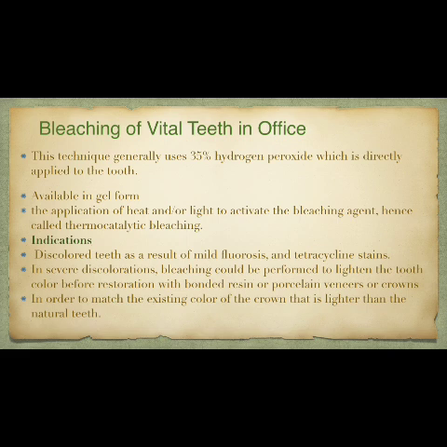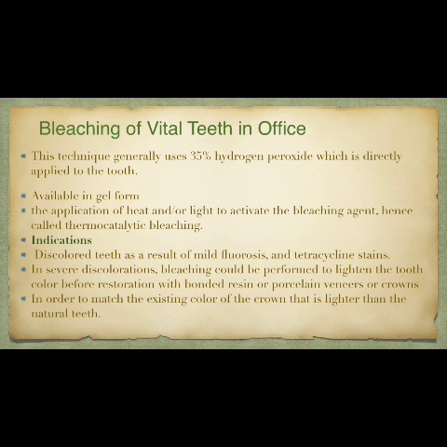Then comes bleaching of vital teeth in office. It is one type of extracoronal bleaching. This technique generally uses 35% hydrogen peroxide, which is directly applied to the teeth. Available in gel form, either heat or light is applied to activate the bleaching agent. Hence it is called thermocatalytic bleaching.